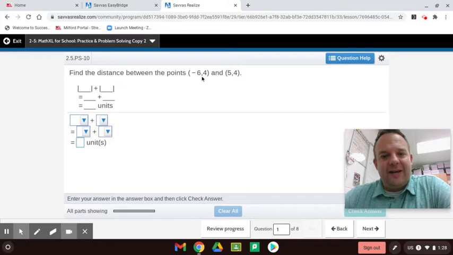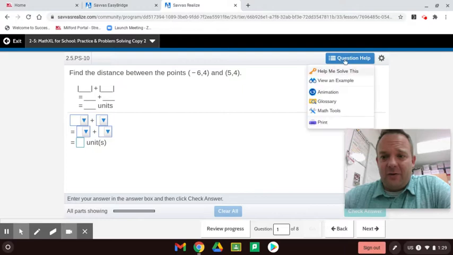Now, I could just tell you, because this one's negative and this one's positive, that we're going to add the absolute values to find the distance, which, by the way, is always positive. But that doesn't help you with the concept. You can see that we do add the absolute values. So I'm going to teach you how to sketch a coordinate grid and just do it real fast, and I'm also going to teach you how to do the question help.